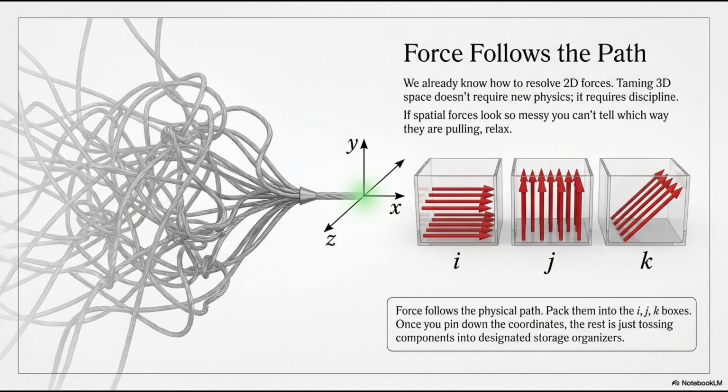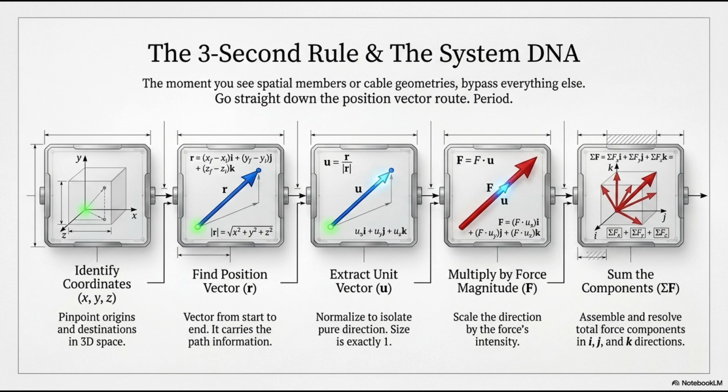We are wrapping up 3D spatial resultants. Just remember our golden rule: force follows the path. Pack them into the IJK boxes. Once you pin down those coordinates, the rest is just tossing components into their designated storage organizers. Today's menu covers problem 2101, the 2 stern mooring cables, and problem 2103, which features some nasty geometry at the suspension point. Don't panic. The underlying DNA of both problems is identical.